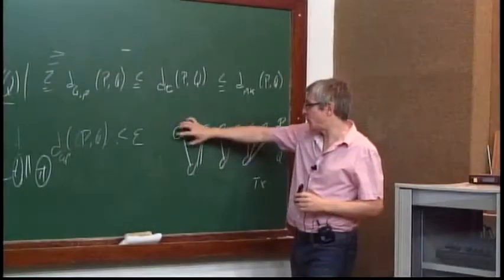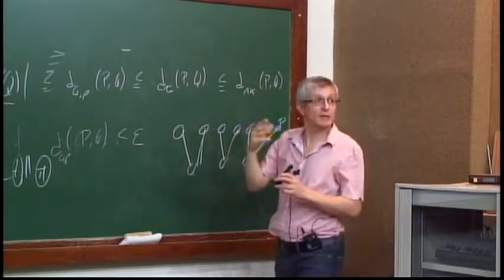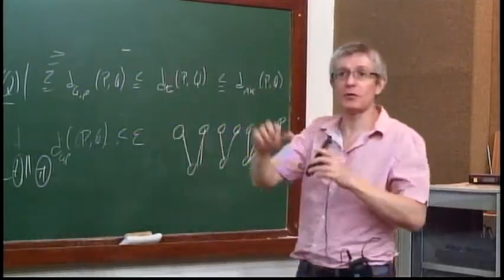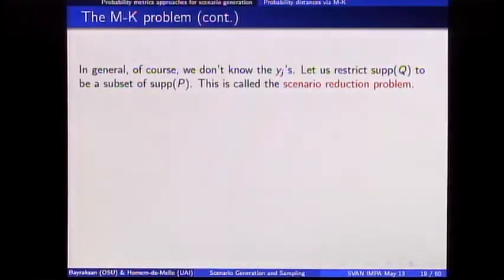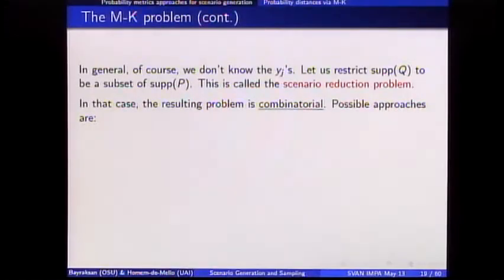So if I restrict my Q to be a subset of P, at least now I have a combinatorial problem. What is the best subset of the P that makes the distance minimal? This is called a scenario reduction problem. Why is it a scenario reduction? Because we're starting with a certain set, and then you want to find a smaller set, a subset of that, that has minimum distance. So the problem is combinatorial.